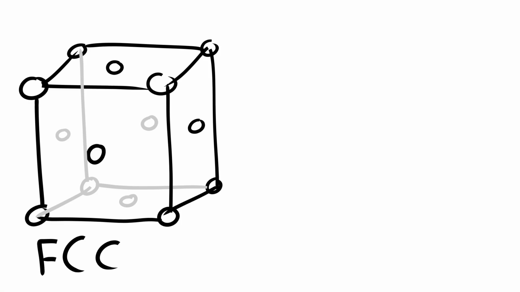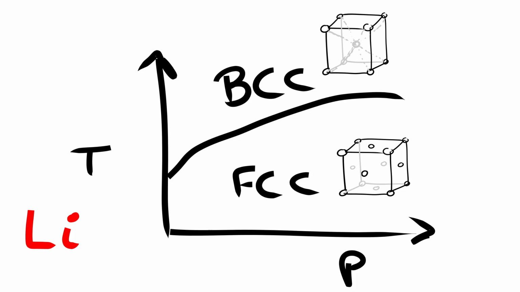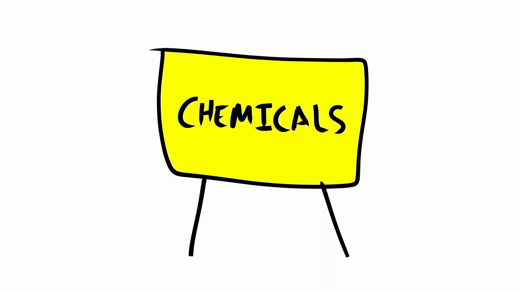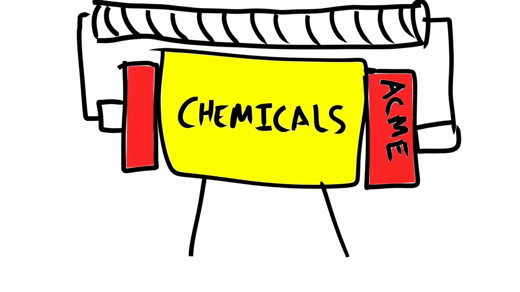There's loads of different types of solid structures that an element can take. For example, crystals like FCC and BCC, which we can see here in lithium's phase diagram. If we want to create these PT diagrams for some molecule, usually we can just go to the lab with some of the stuff and heat it and crush it and see how it behaves.